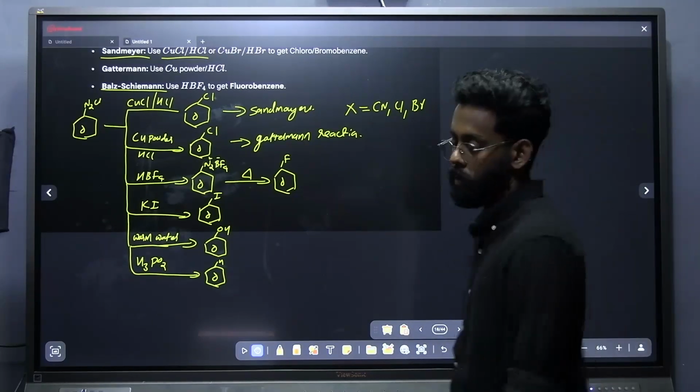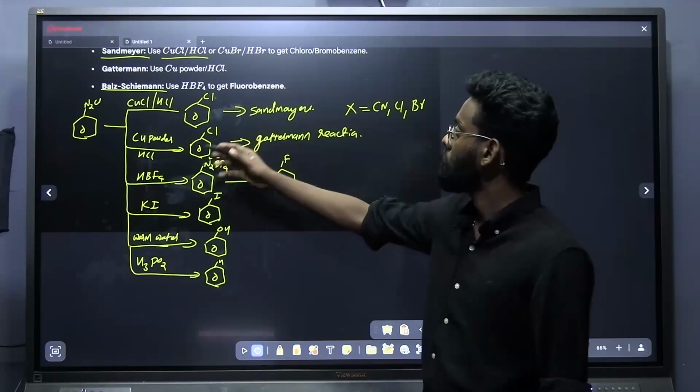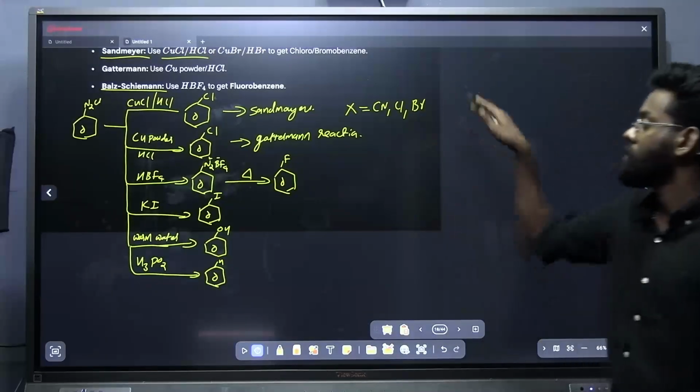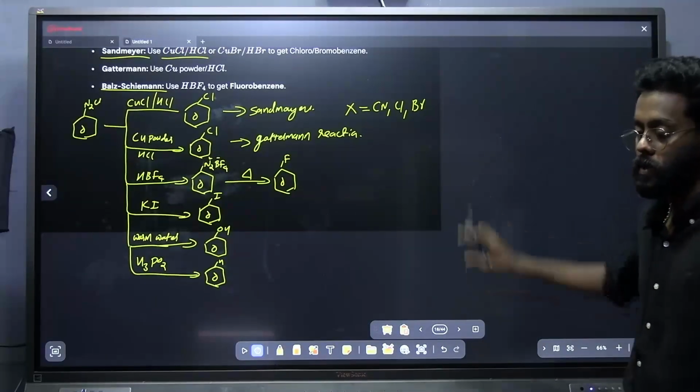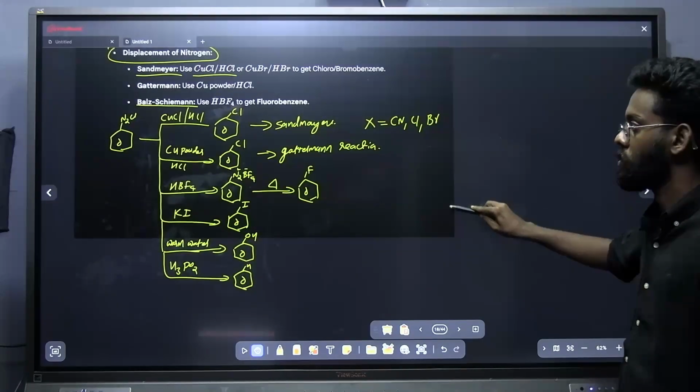Okay. Benzene, then phenol, iodobenzene, fluorobenzene, chlorobenzene, or cyanobenzene or iodobenzene, anything we can prepare by using benzene diazonium chloride. Okay, just take a screenshot or note down all these points in your notebooks.